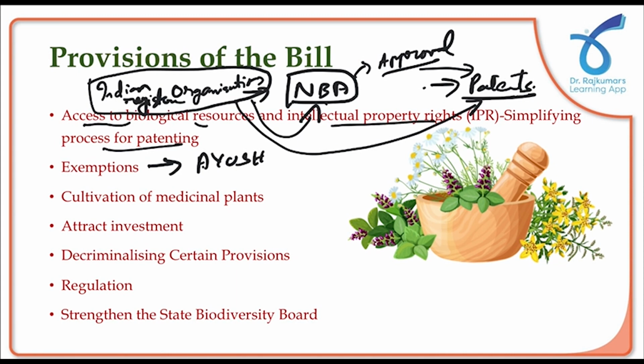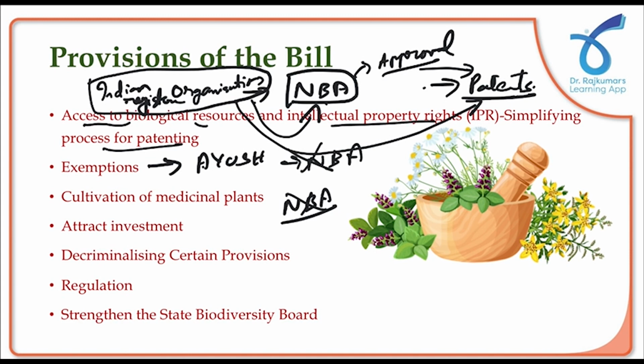Previously, even the Ayush practitioners, Hakims, had to take NBA approval, but with this amendment, they don't need to take NBA approval anymore. Now, thirdly, this amendment tries to encourage cultivation of medicinal plants. Previously, the seed company or a farmer's group had to take an NBA approval, again, if they had to cultivate medicinal plants. But now, this amendment does away with this.